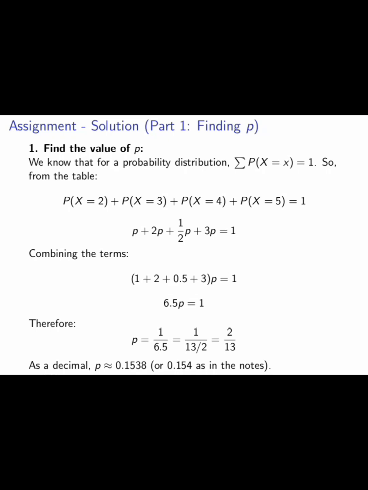So let's take an example. Assignment problem statement: given the following probability distribution for a discrete random variable x. As the word implies, since you are dealing with discrete, they gave us the values of x to be 2, 3, 4, 5 respectively, and their probabilities to be p, 2p, p over 2 and 3p. They want us to find the value of p and work out the probability of 2 less than x less than 5. That's the task. So the first task is to find the value of p. The second task is to find the probability for x between 2 and 5.